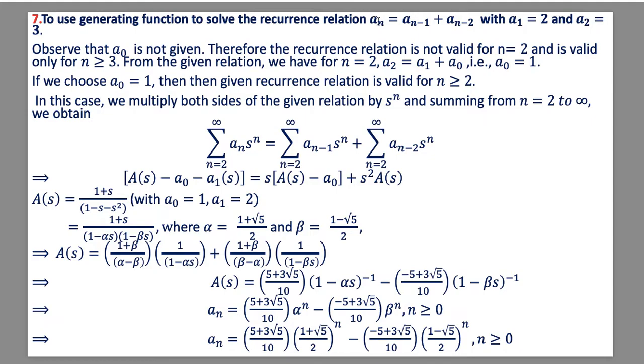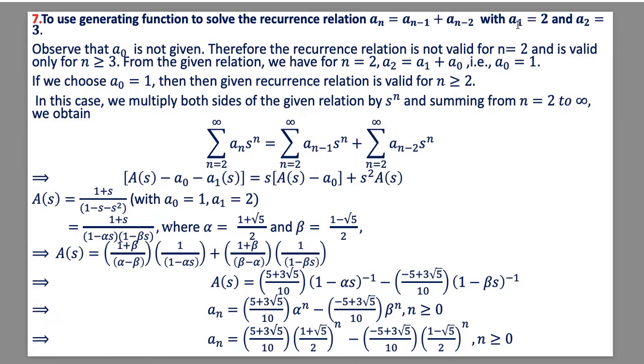To find the solution of a_n = a_{n-1} + a_{n-2} with a1 equal to 2 and a2 equal to 3. Here a naught is not given. Therefore, the recurrence relation is not valid for n equal to 2, because if you put n equal to 2 here, we get a naught, but a naught is not given to us. And it is valid for n greater than or equal to 3.